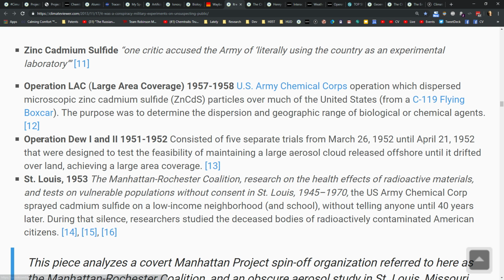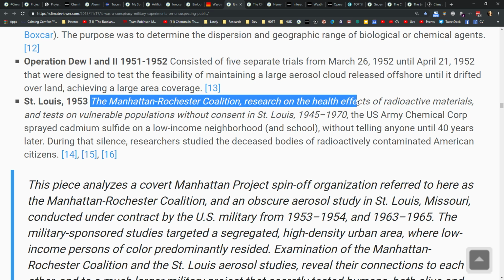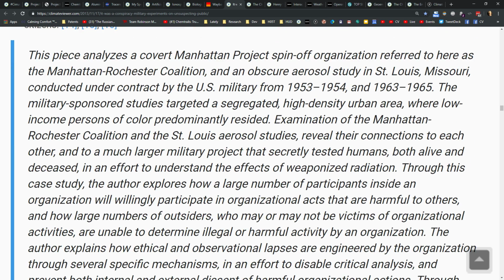Link, reference, all that. Operation Do 1 and 2, and then the St. Louis one, which was known as the Manhattan-Rochester Coalition. Research on health effects of radioactive materials and tests on vulnerable populations without consent in St. Louis, 1945 to 1970, written by Lisa Martino-Taylor, the lady that you saw interviewed in that piece. And that's where I got the quote at the beginning.